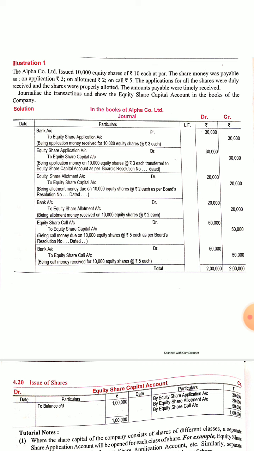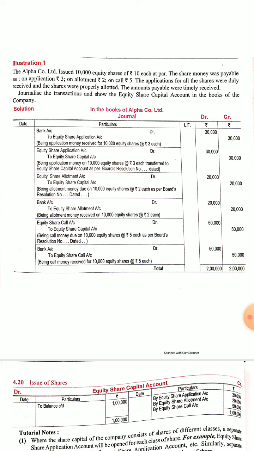So the entry will be equity share allotment to equity share capital account, and the narration will be being allotment money due on 10,000 equity shares at rupees 10 each as per board's resolution number and dated. Then this allotment money will be received, and for that bank must be involved. So bank account debit to equity share allotment.